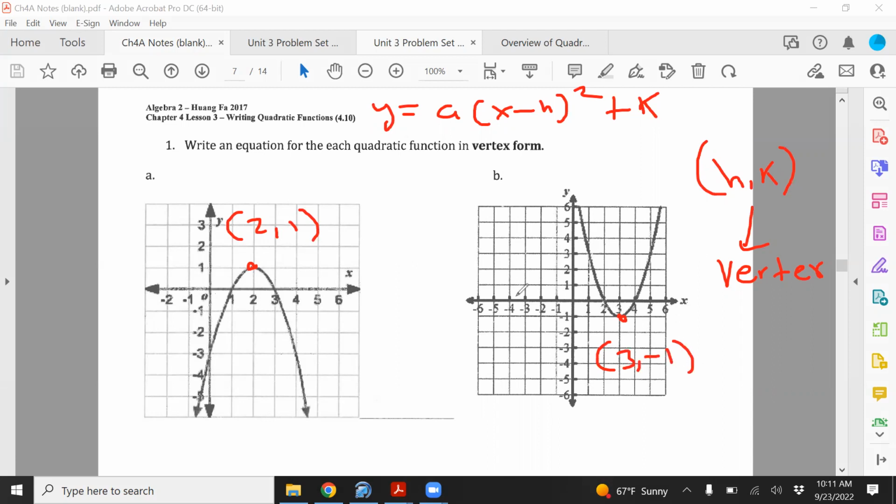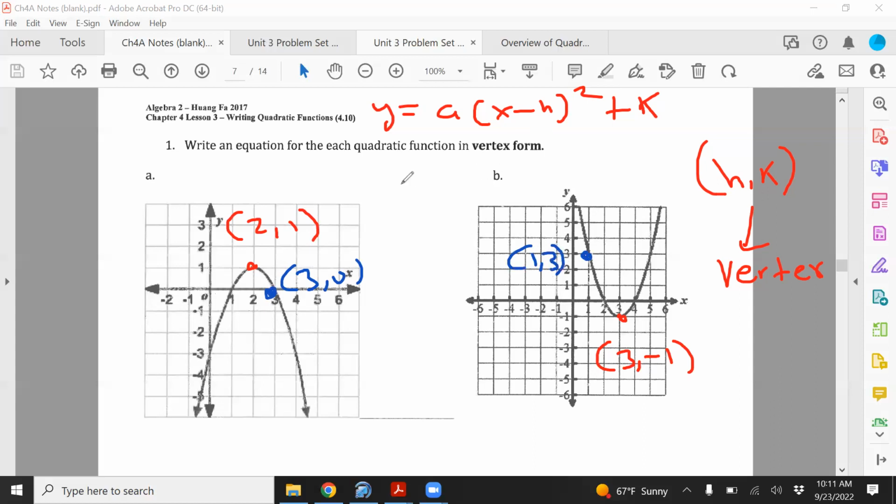Now the A value is a little interesting. It's not terribly obvious what the A value will be. It's not slope. I'm going to warn you, it's not slope. But you do see an extra point here, right? At 3, 0. And we do see an extra point here at 1, 3.